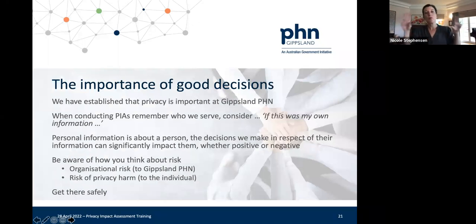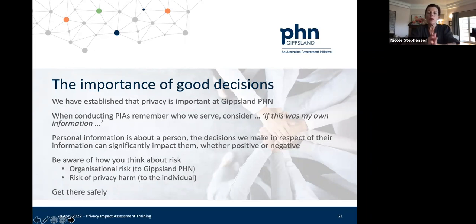In addition to the pros and cons, right? There is the bigger picture, though, that at Gippsland PHN, there's a large body of governance work going on to ensure that the PHN makes good decisions. And making good decisions in respect of personal information means applying privacy guardrails in a consistent and replicable way again and again, no matter what the projects are, no matter what the initiatives are.